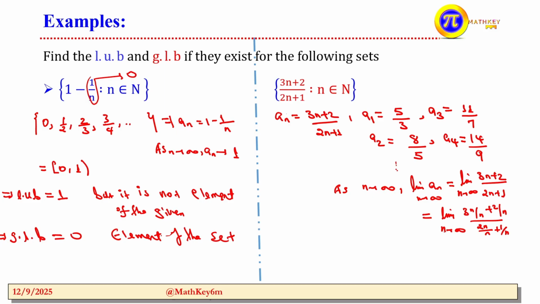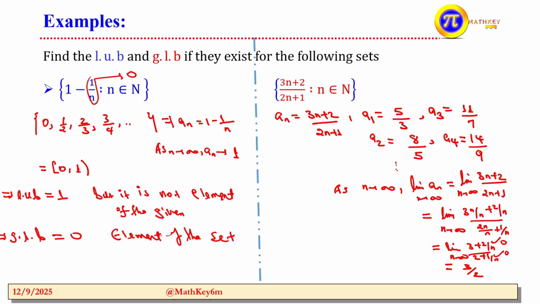Now what is the value? This is equal to the limit of (3 plus 2 over n) over (2 plus 1 over n) as n approaches positive infinity. When you consider this one, it approaches 0, and at the same time this also approaches 0. Then what is the result? This is equal to 3 over 2. So this value approaches 3 over 2, this is 1.5.